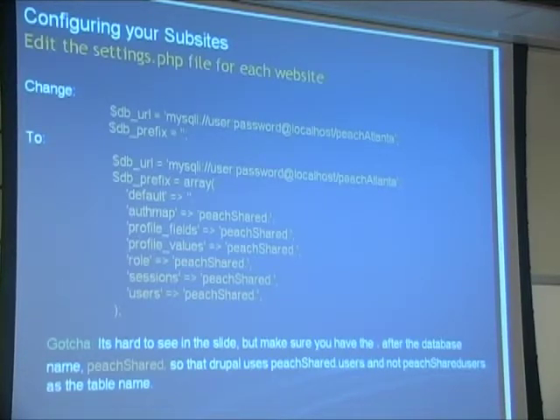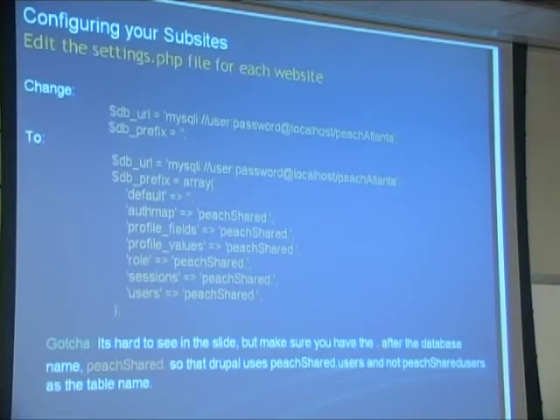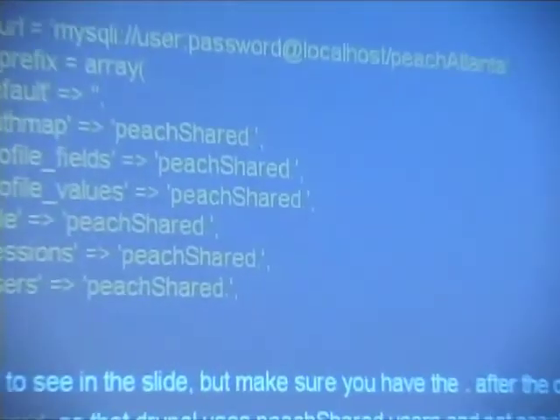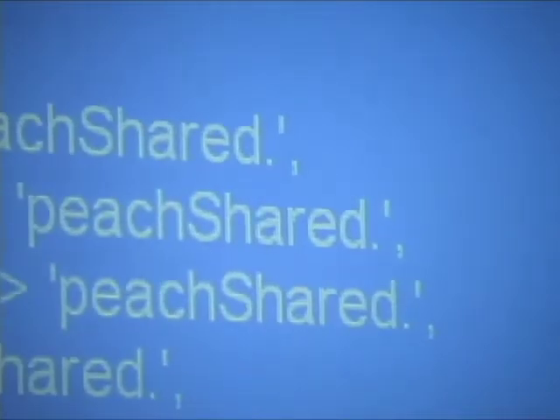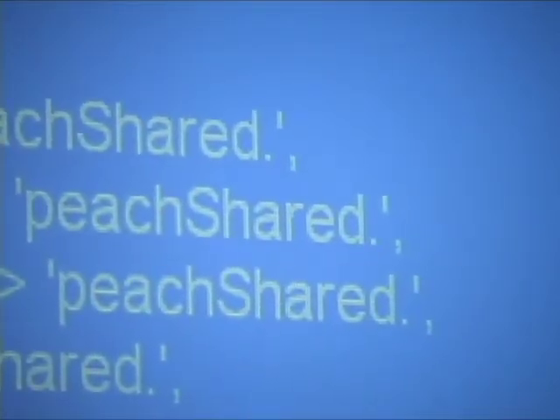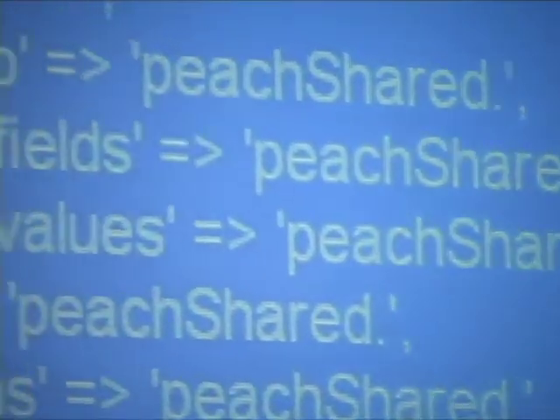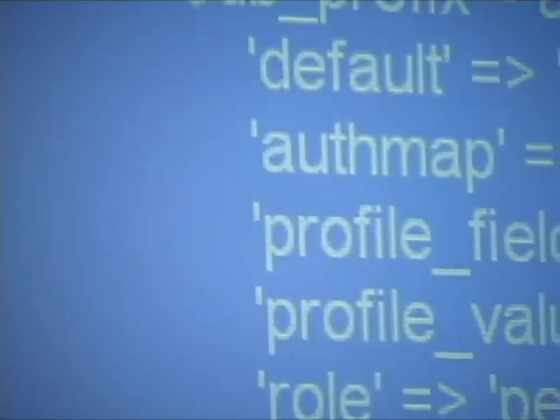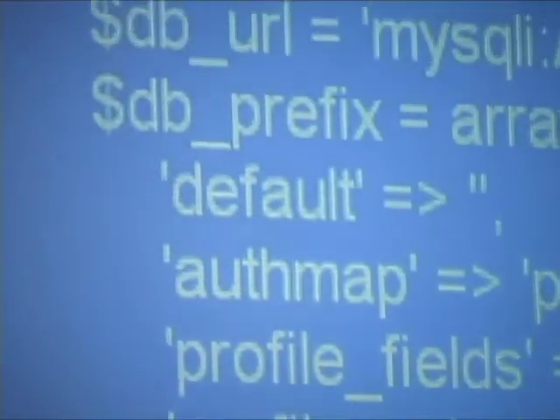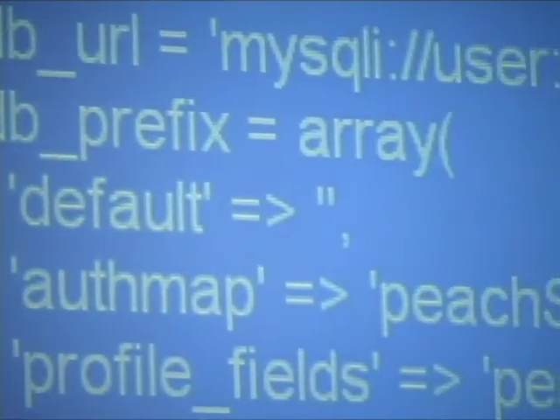Now it's very hard to see in the slide. There's actually a dot at the end of each of those Peach Shared. Peach Shared is the name of the database. You need to make sure that dot is there. And it's mainly so that when Drupal takes the command line and starts to break it out, it will know to go to this database, and then it will pull out the appropriate table. If you don't, it'll just see it as just one word, and it'll fail. So that's the gotcha. You've got to make sure you put the dot in.